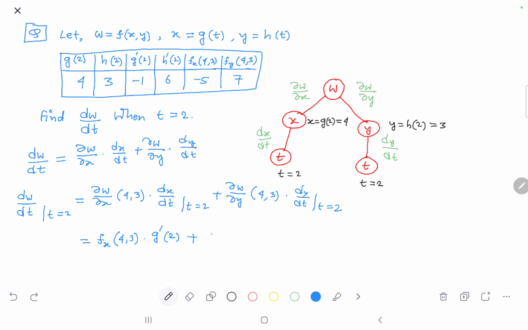Now ∂w/∂y is what? w is a function of f. So this is f with respect to y at (4, 3). Just the same thing, I'm using the notation that you have in the table.